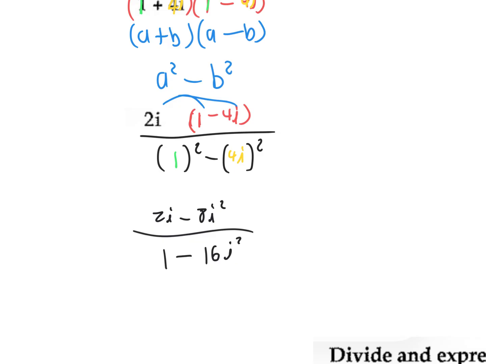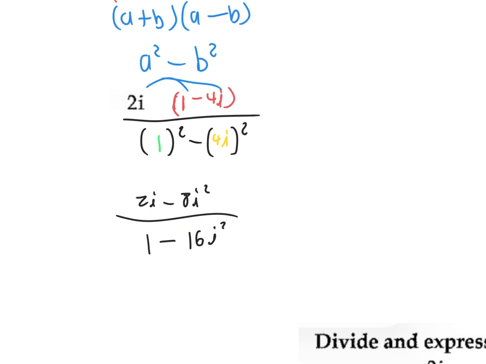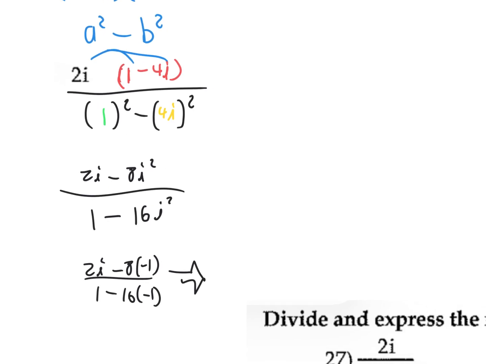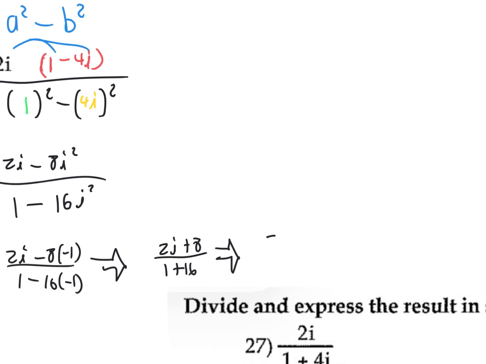What does that mean? That means that you can turn that into a -1, right? So we have -1 here. We have a 1 minus 16 times -1. Let's kind of bring it over here. On the top, I think we would agree that it's 2i plus 8. On the bottom, I think we would agree that would become 1 plus 16. And then that would become 2i plus 8 all over 17.